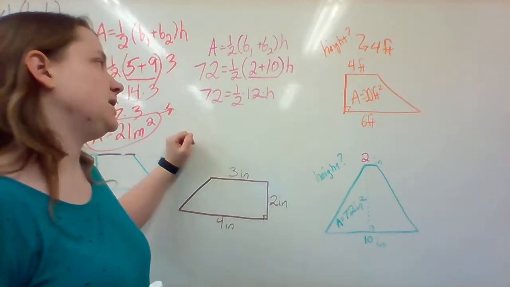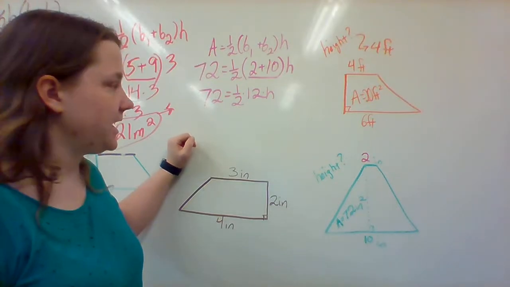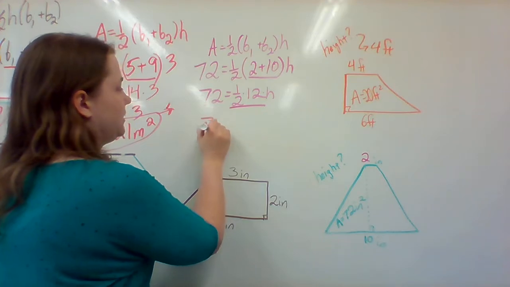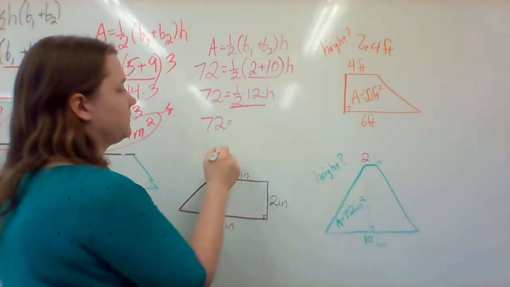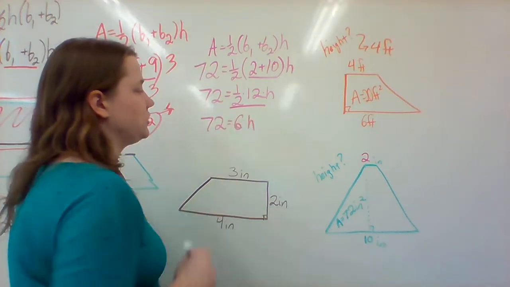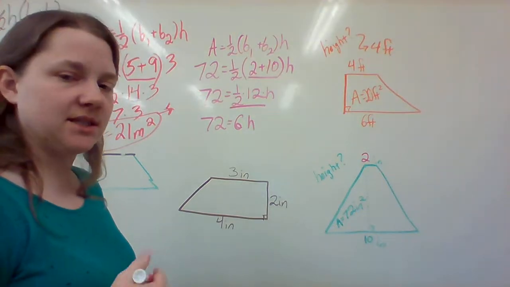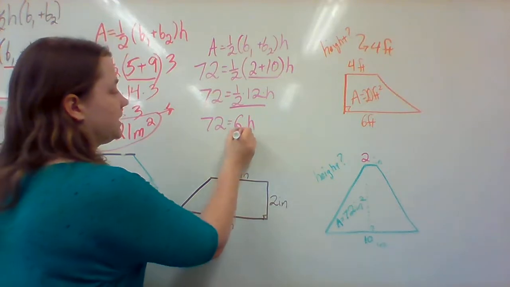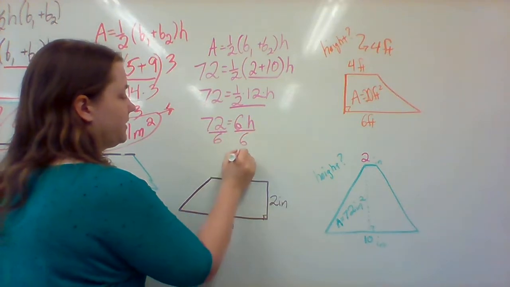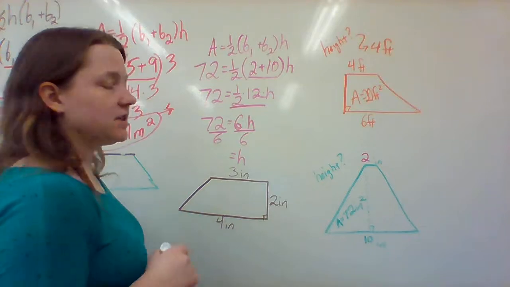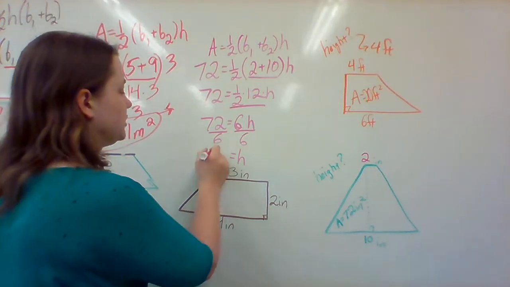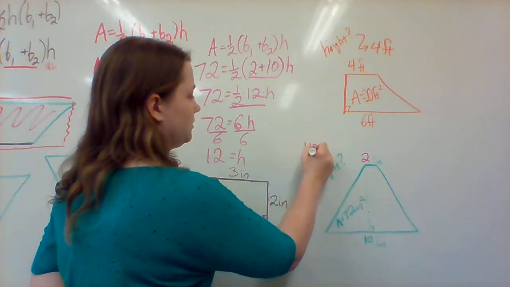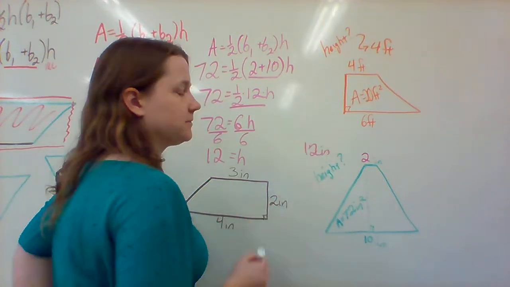I have 72 equals 1/2 times 12 times h. Let's get rid of that half times 12. 72 equals half of 12 is 6h. Now to get rid of the 6, I want to divide by 6 on both sides. 72 divided by 6 is going to be 12. So my height is going to be 12 inches.